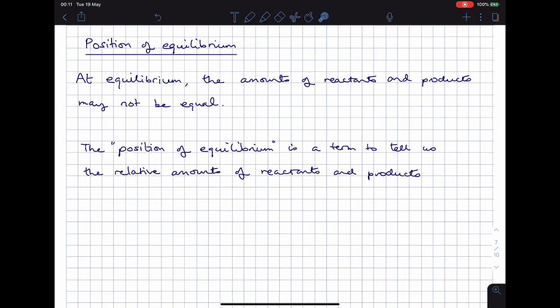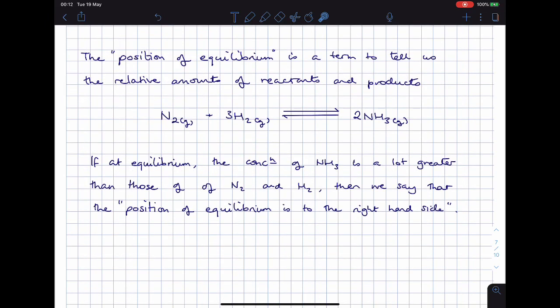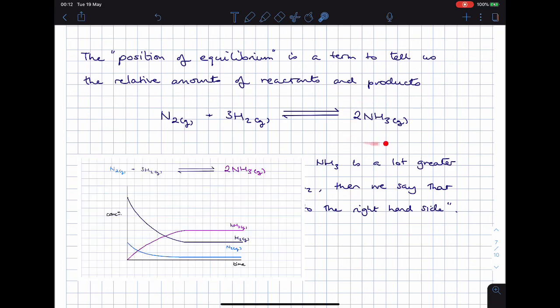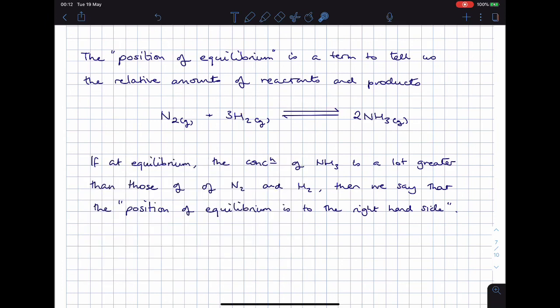So we use this term position of equilibrium to describe the relative amount of those reactants and products at equilibrium. The position of equilibrium is a term that tells us the relative amount of reactants and products in a reversible reaction at equilibrium. So for example, we have the Haber process, and at equilibrium we have more of the ammonia present compared to the nitrogen and hydrogen gases.